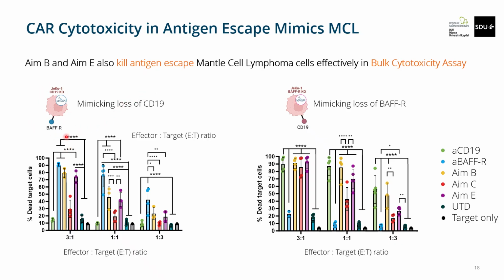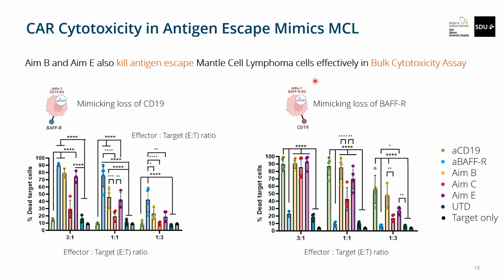And of course, now when you have knocked out the CD19, the anti-CD19 CAR is not performing well. The anti-BAFF-R is performing as before, and B is also looking good. C is still looking poor, as also in the previous study on the wild-type Jeko cells. E is still looking fair, and you can also see the same kind of trend as you move to different target effector ratios, as shown in the graph here.